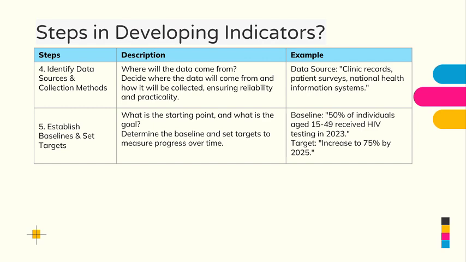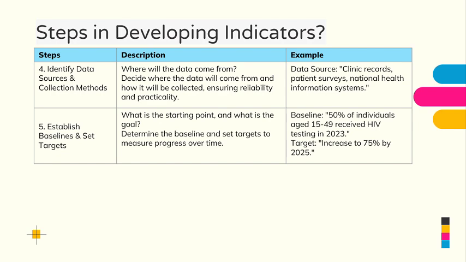Remember that. The other thing also is to establish a baseline and set a target. An indicator should have a target and it should have a baseline. Try by all means to have them, it's non-negotiable. You must have a target and a baseline for that indicator. So you need to know what is the starting point and what is the goal. An example, still an HIV project.